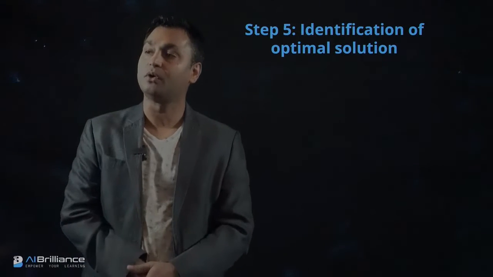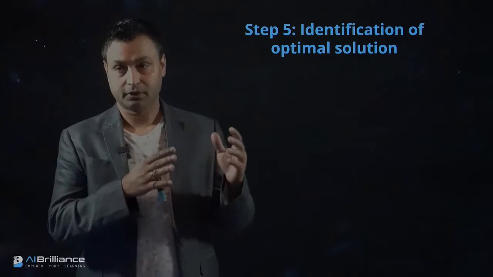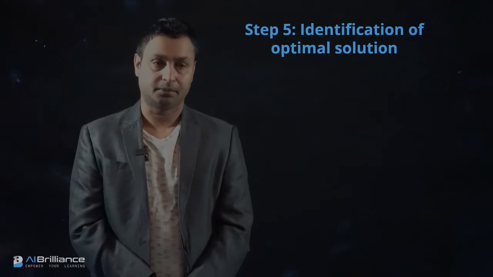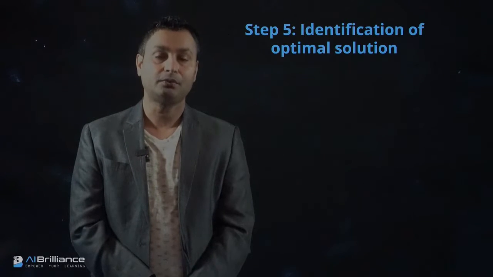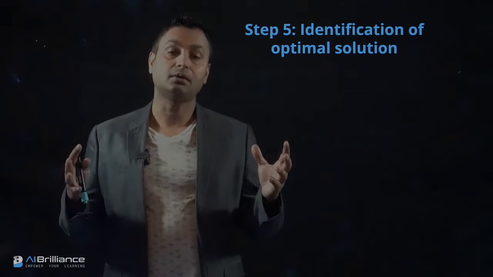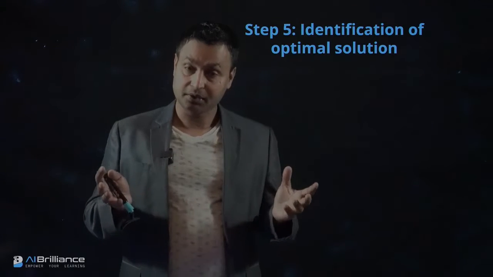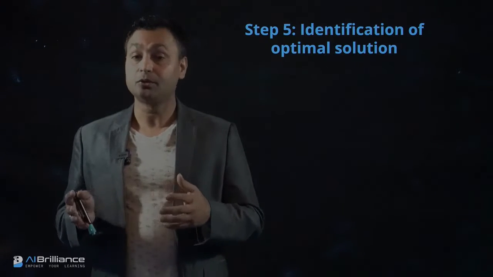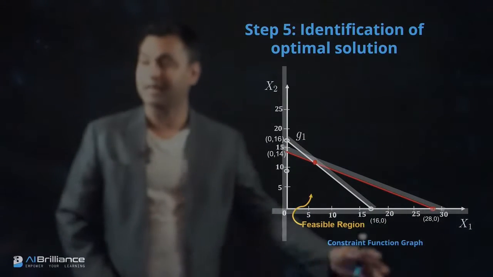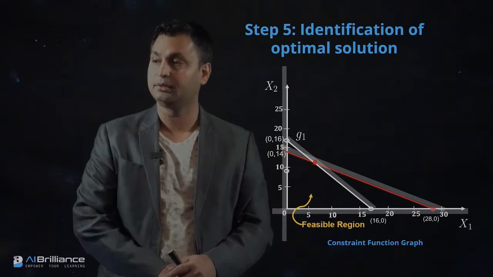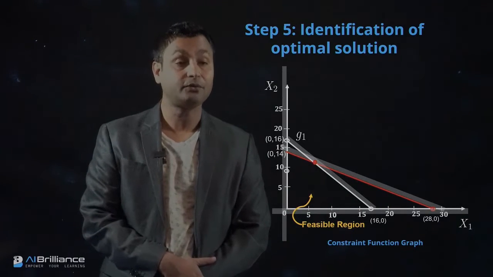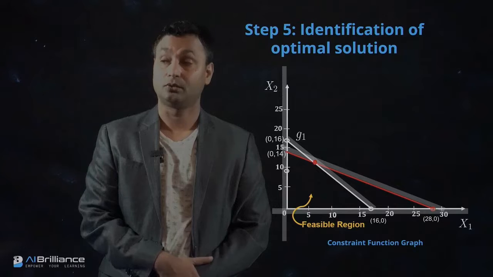Now let's move on to step 5, which is focused on identification of the optimal solution. In this step, we combine the information from both the plots of the constraint functions and the contour plots of the objective function. From the previous plot, we had these 4 constraints plotted here, and this was essentially the constraint function graph that we got after plotting all the inequality constraints.